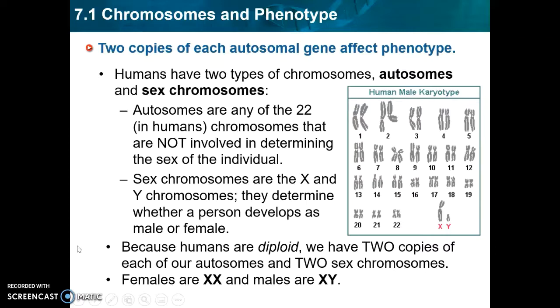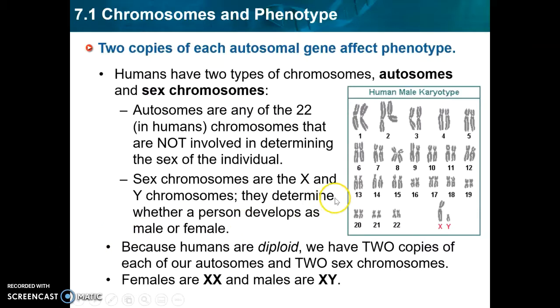The first thing we need to discuss are the two different types of chromosomes that we have. They are in two categories. We have the autosomes, and those are going to be any of our 22 pairs of chromosomes that are not involved in determining the biological sex of the individual. The second type of chromosome is called a sex chromosome, and as you might guess, those are going to be the X and Y chromosomes, which are largely responsible for determining your biological sex.